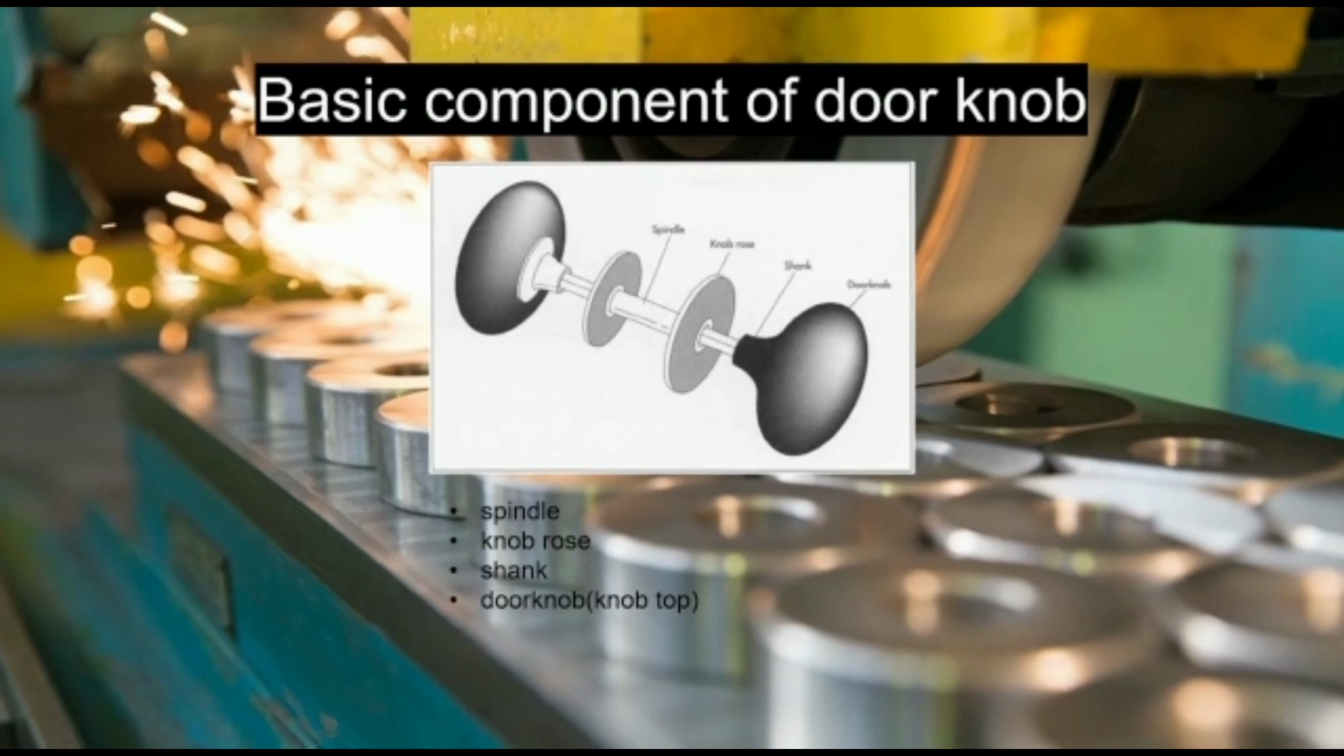The basic components of a doorknob, we have four: spindle, knob rose, shank, and doorknob, or what we know as the knob top. The average doorknob is 2.25 inches in diameter. The knob top is the upper and larger part that is grasped by the hand. The shank is the projecting stem of a knob and contains a hole or socket to receive the spindle. The knob rose is a round plate or washer that forms a knob socket and is adapted for attachment to the surface of a door. The knob is attached to the spindle, a metal shaft that turns the latch of the lock.